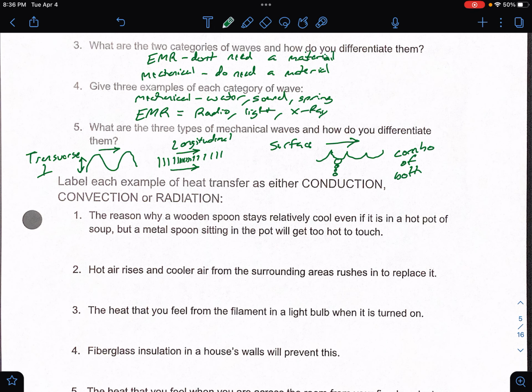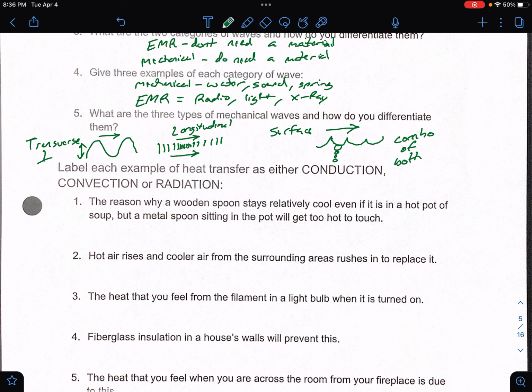Label each example of heat transfer as either conduction, convection, or radiation. So we are just labeling each one. Okay, so 1 says the reason why a wooden spoon stays relatively cool even if it's in a hot pot of soup, but a metal spoon sitting in the pot will get too hot to touch. Okay, so it's actually sitting in the pot being heated up, so it's actually touching something, so this would be conduction.